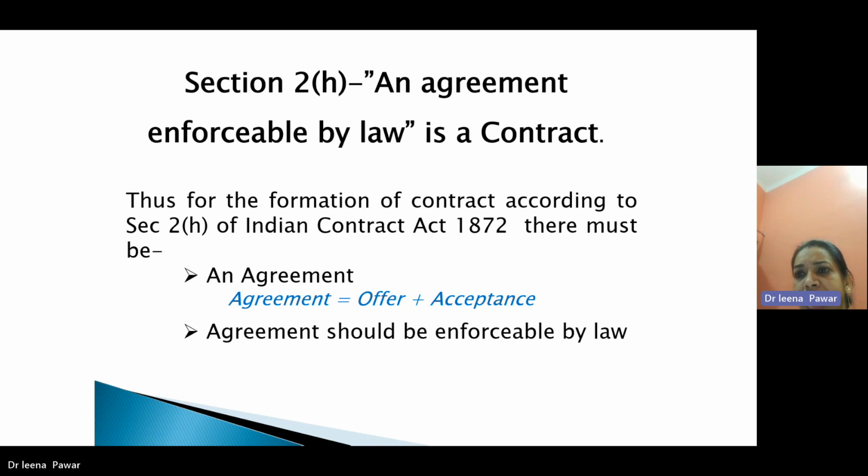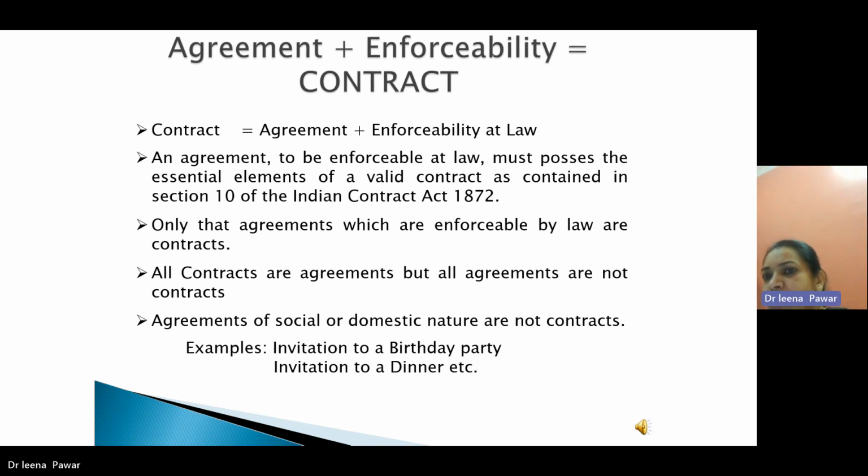So for the formation of a contract, as per the Indian Contract Act, there must be an agreement. An agreement consists of the offer and the acceptance. And the second condition says that the agreement should be enforceable by law. So what we find as per the definition is that a contract consists of an agreement and enforceability.